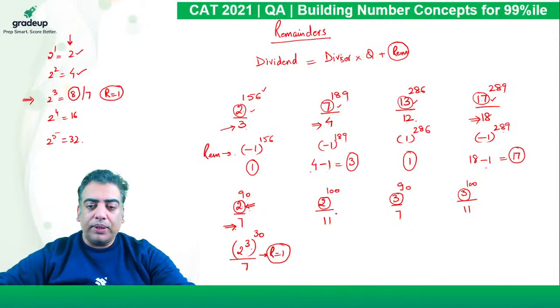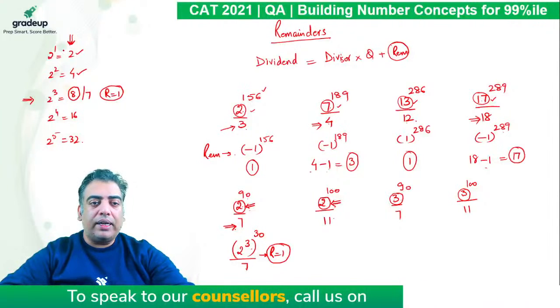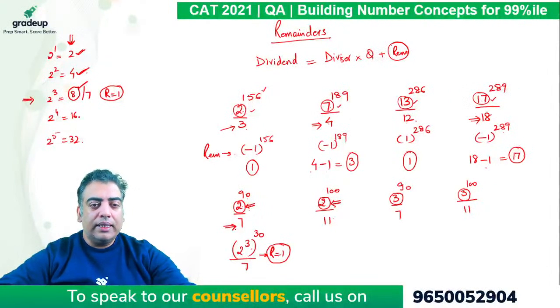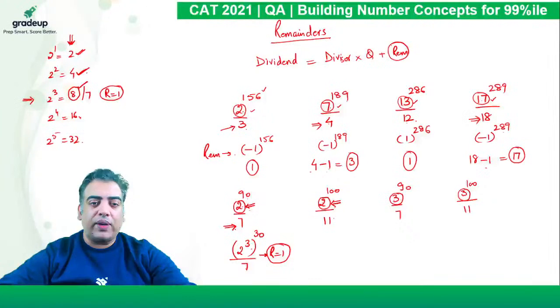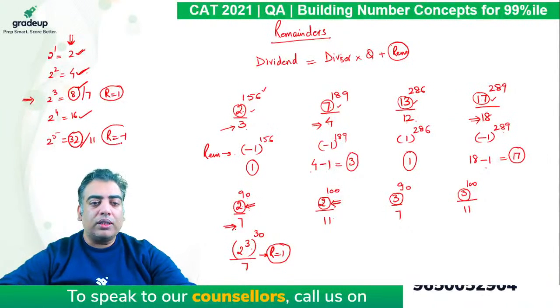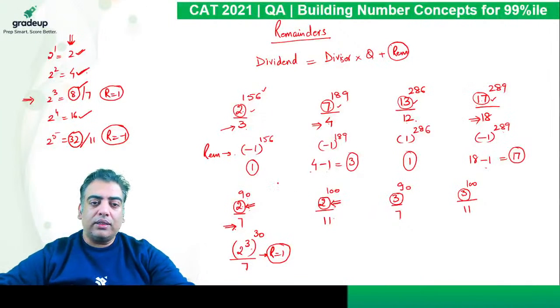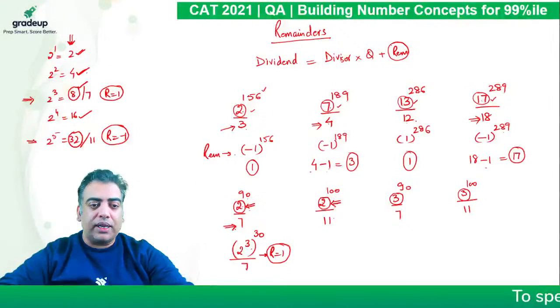Like in the second example, the divisor is 11 and I kept the base still 2. Now we need to observe, out of these values, which number when divided by 11 gives me a remainder of 1 or minus 1. So 2 goes out, 4 goes out, 8 goes out, 16 when divided by 11 remainder is 5, so it goes out. 32 when divided by 11 gives me a remainder of minus 1 because 33 is a multiple of 11, right? And it is 1 less than 33. So in this case, I require the power of 2 as 5.